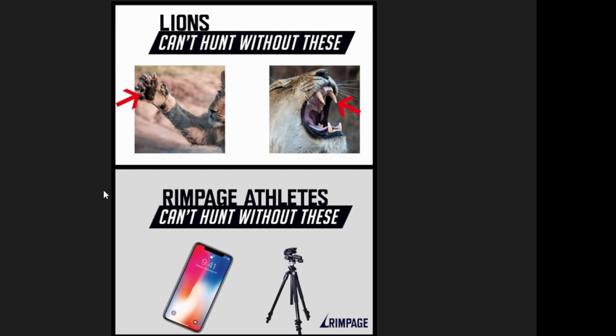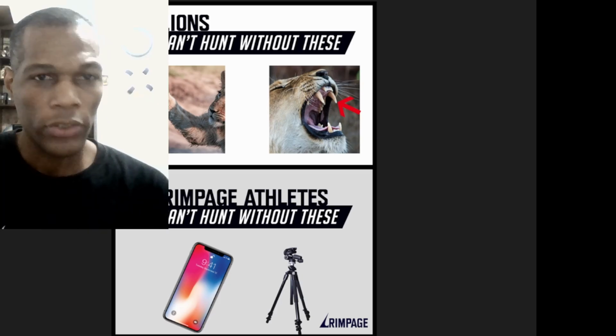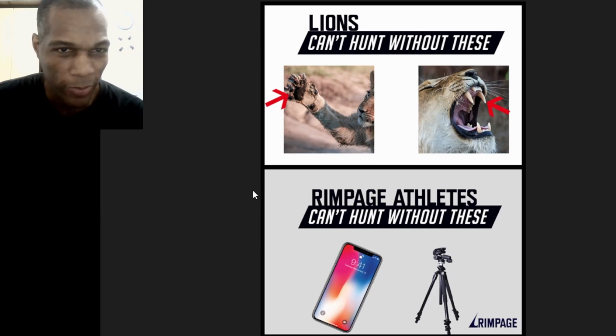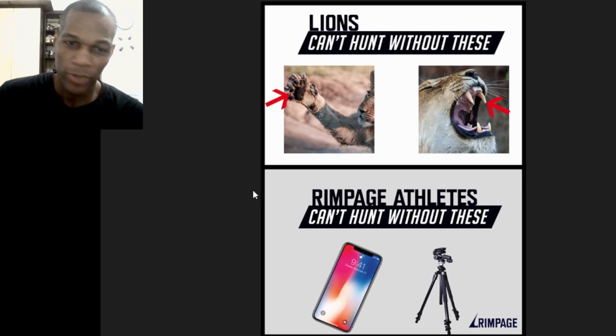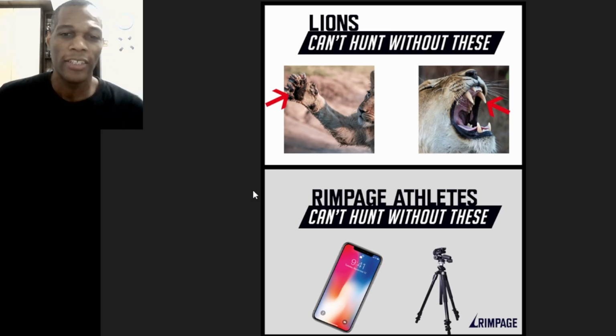Okay, the number one activity of Rimpage athletes is hunting. That is finding and challenging and beating the other players in your city. And just like lions can't hunt without their claws and their teeth, Rimpage athletes can't hunt without their camera and their tripod. You need to capture your hunt on video in order to get credit for it. So that's what that's saying in its own clever way there.